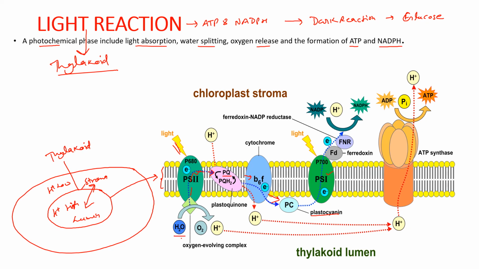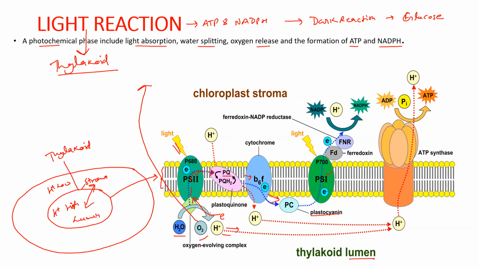This is called photolysis of water, and it releases hydrogen, oxygen and electron. This electron is supplied to PS2, and the oxygen which is released goes outside the stroma and is released into the environment. The hydrogen ion which is released increases the hydrogen ion concentration inside the lumen.